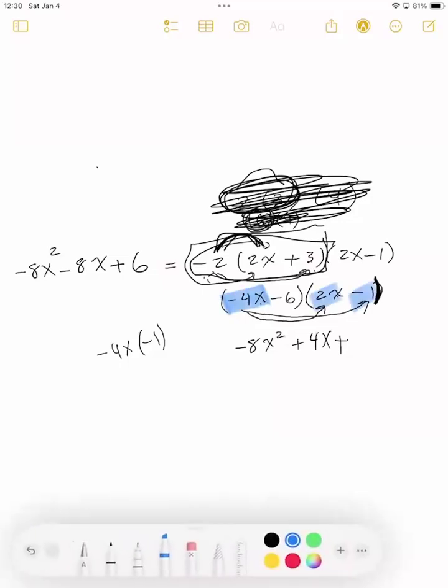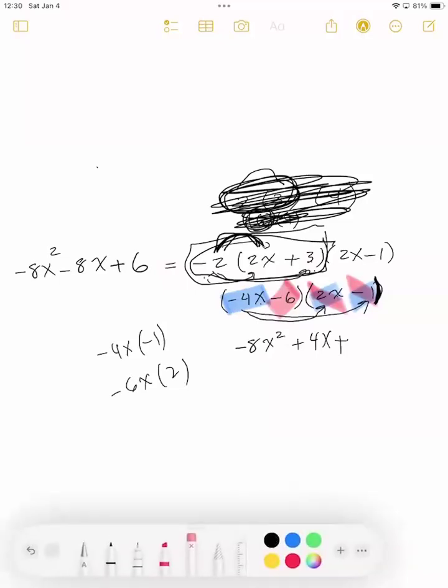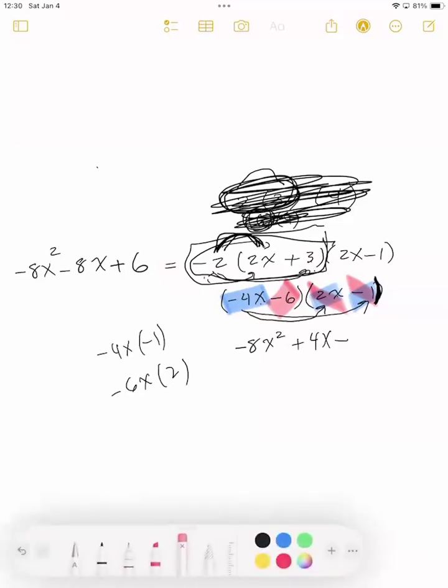Now we go after negative 6 and multiply it by both of them. Negative 6 times positive 2. Negative times positive is negative. 6 times 2 is 12. So this becomes negative 12x. Then I multiply negative 6 by negative 1. I get positive 6.